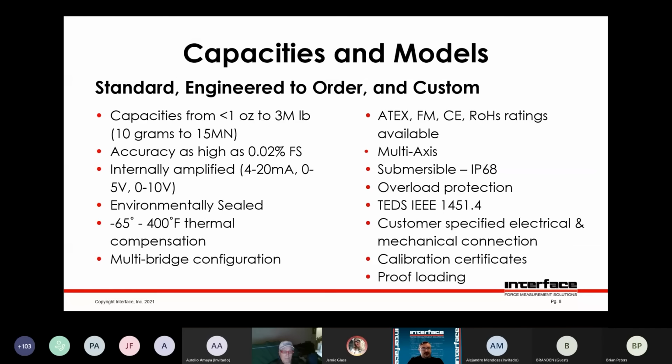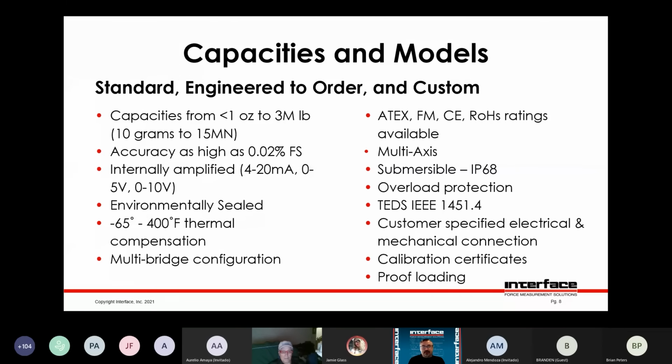Interface makes load cells from very low capacity, down below an ounce, all the way up to millions of pounds. And for those of you who work in the metric system, that's from the low grams all the way up to 15 meganewtons. The accuracy can be as high as 0.02%, which is quite good.